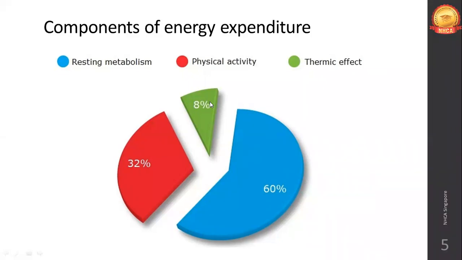So physical activity will require 32% of your energy produced by the body. And the thermic effect of your body generates heat energy to maintain that heat. Your body has to be warm to be alive. To maintain that heat, 8% of the energy is used. Your normal body temperature is around 36.5 to 37 degrees Celsius. To maintain the heat of your body around this normal temperature, you also require energy.